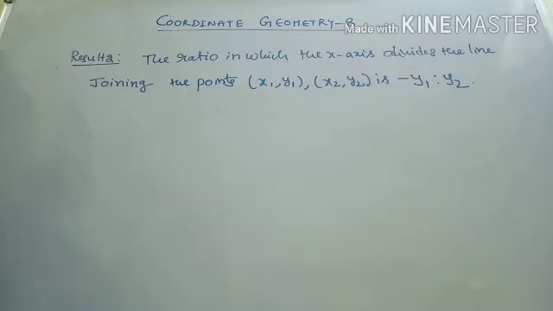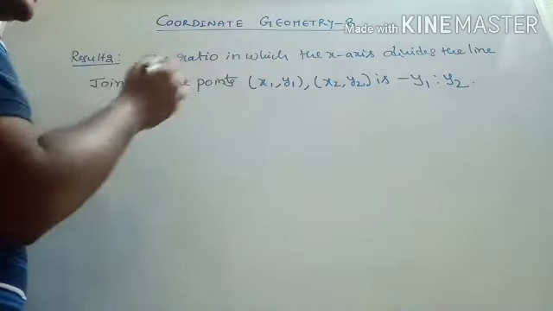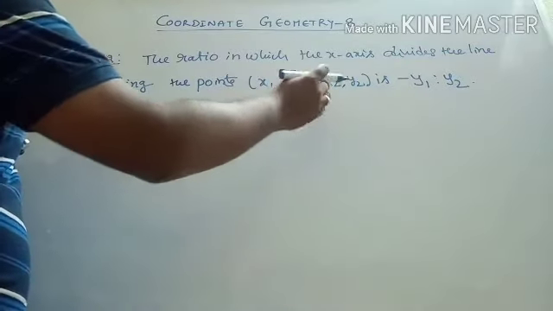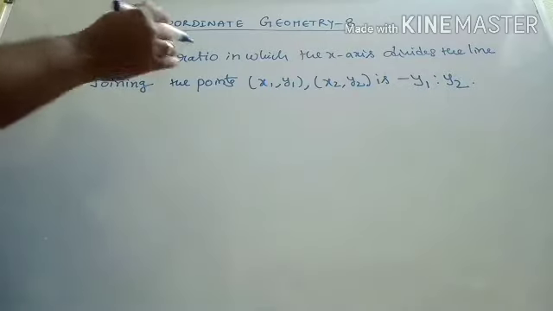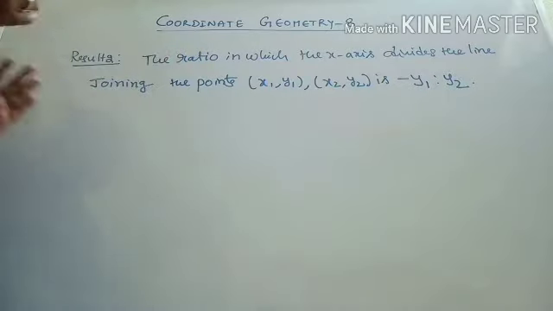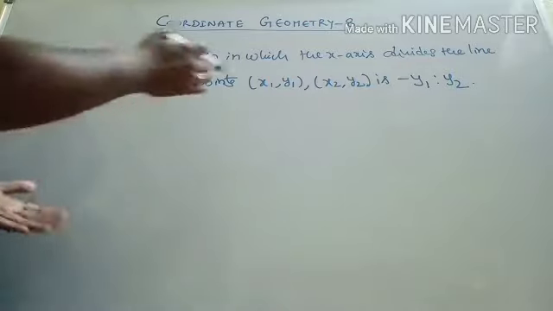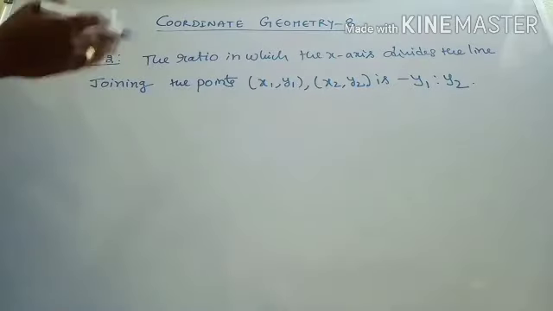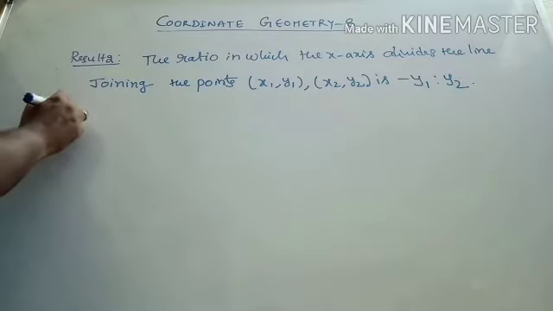The next result, number 2: the ratio in which the x-axis divides the line joining the points (x1, y1) and (x2, y2) is -y1 : y2. This we also did in the form of a problem, and we know the procedure. Now we are going to get this as a general result using generalized coordinates. As problems we already did this type, but now we will see how the result comes.